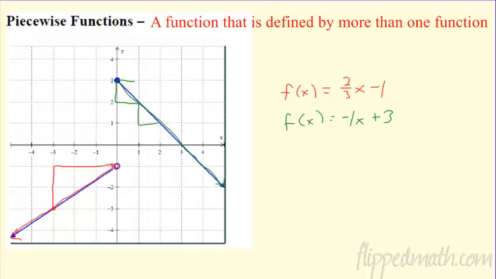So how in the world can I write this as one function? This is one function, so we can't separate them. Let's mash them together. We're going to use this fancy bracket right here. So really, this is my function, which is great, except I have to define some intervals here. I can't just say it's always 2/3 x minus 1. How do I know when it stops?